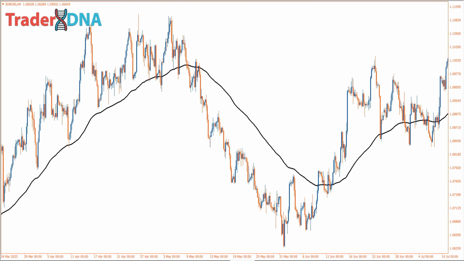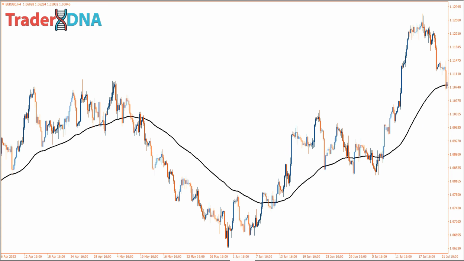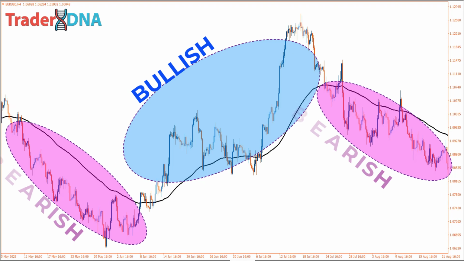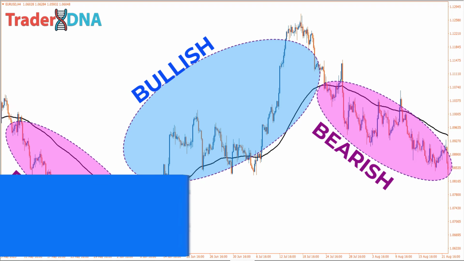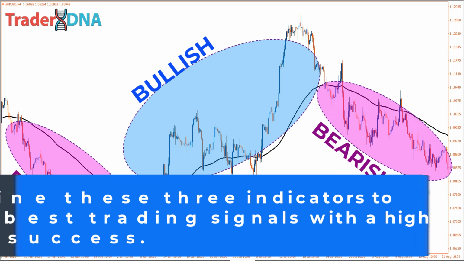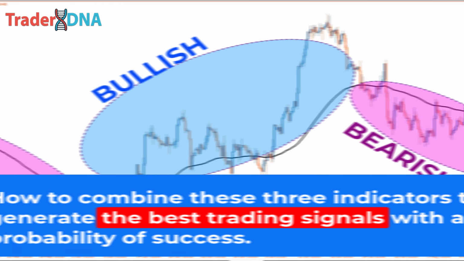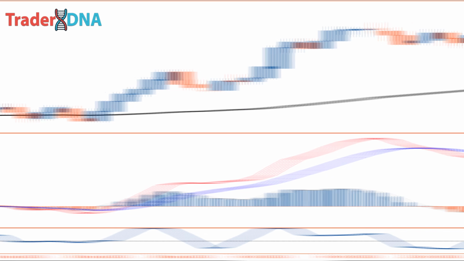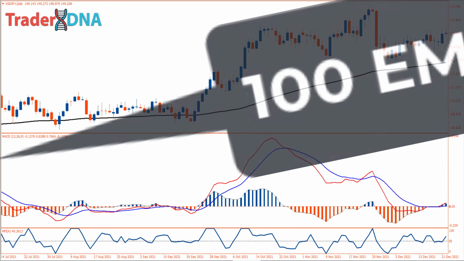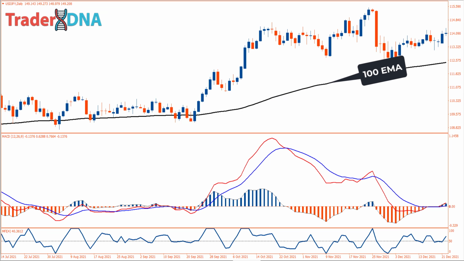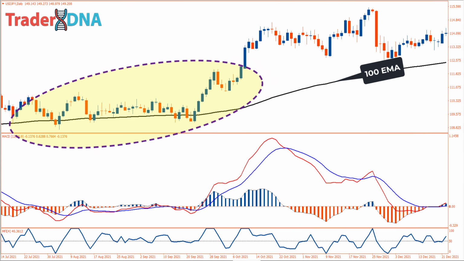As per the well-known rule among traders, a market is considered bullish when prices reside above the 100-period EMA, and it's deemed bearish when prices are below the 100-period EMA. Now, let's delve into how to combine these three indicators to generate the best trading signals with a high probability of success. Buy signals. The first consideration in determining market trends is to observe the price movement's position relative to the 100-period EMA. For a bullish trend, prices must be rising and positioned above the 100-period EMA.